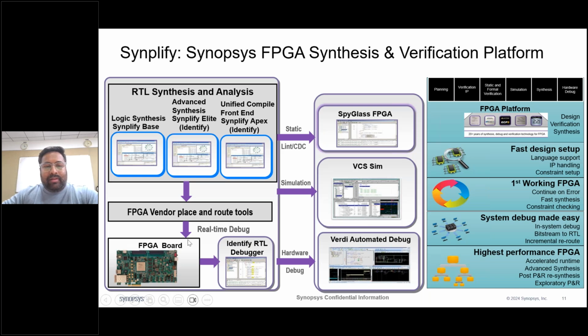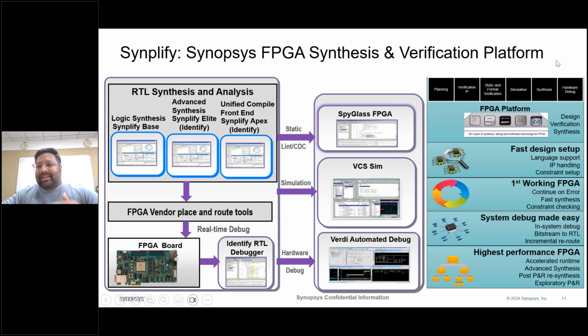Another thing is your Identify debugger. Identify debugger will come with Simplify Elite as a standalone tool which will help you debug your hardware. This is also tightly integrated with Verdi to do your waveform analysis and more. Simplify will come in 3 variants: Simplify Base, Simplify Elite for advanced synthesis, and Simplify Apex, which consists of your unified compiler as a front end. That means in Simplify Apex, your front end compiler will be VCS.